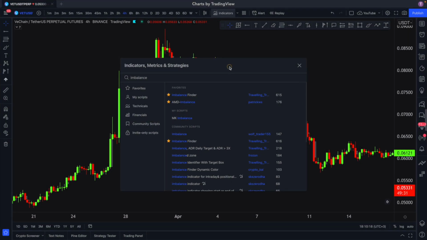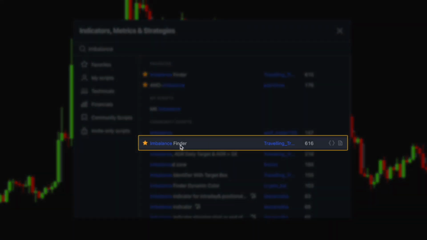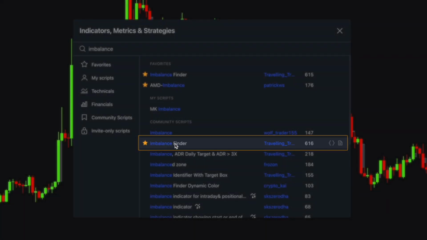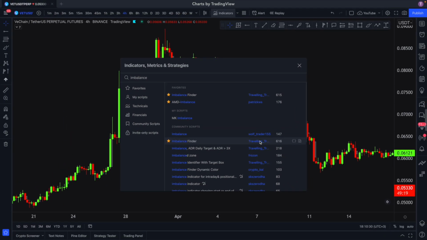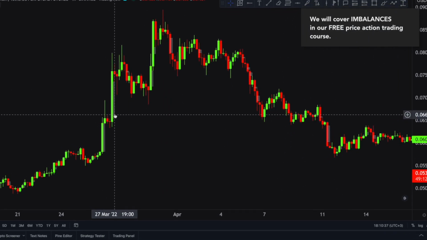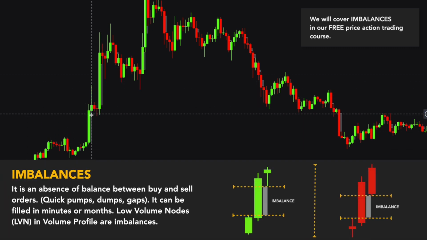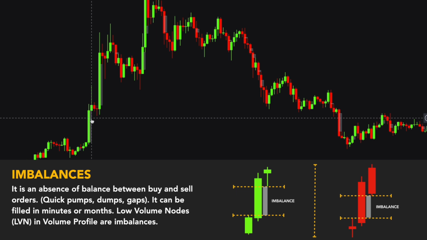The first indicator that I would like to talk about is one of my recent favorite indicators, and it works amazingly. It's called Imbalance Finder Indicator. Please do not worry, imbalance is one of the most important price action trading concepts. I'll do 2 videos about it very soon. But first, let's understand the basics of it.